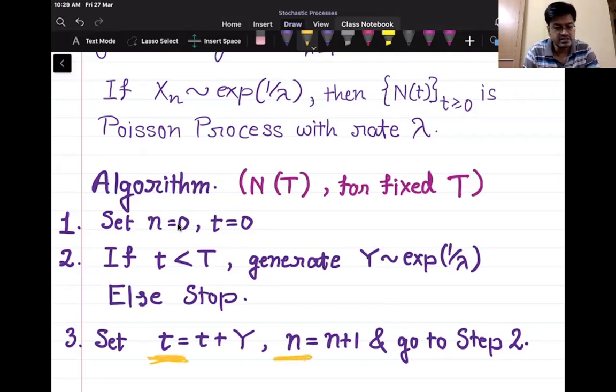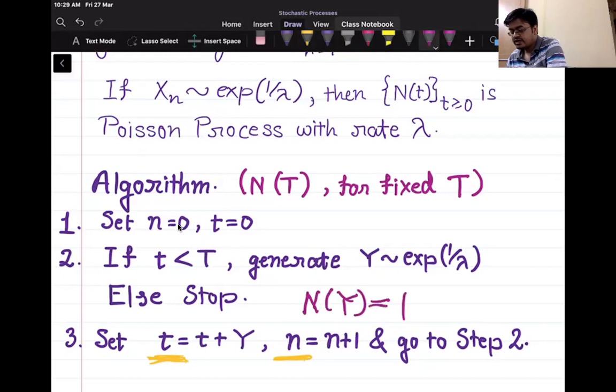That is the time at which the first event has happened. That essentially means that in this particular case, N(Y) is equal to 1. When I start with t equal to 0, N(Y) is equal to 1. Then again you go to step 2. You will check whether this new value of t is less than capital T or not. If it is less than T, you will generate an exponential random variable and go to step 3. If it is greater than T, you will stop the algorithm. This is how you will generate a Poisson process with rate parameter lambda.